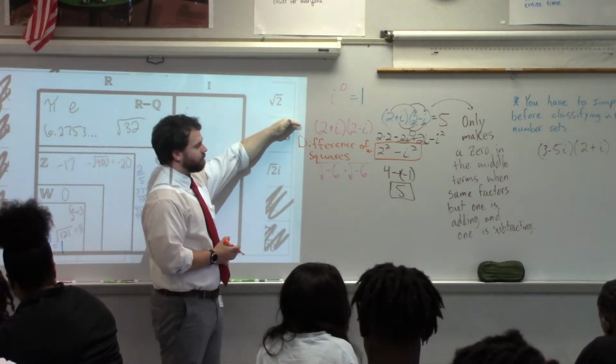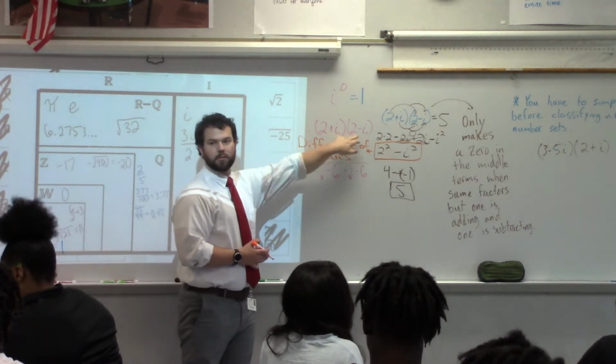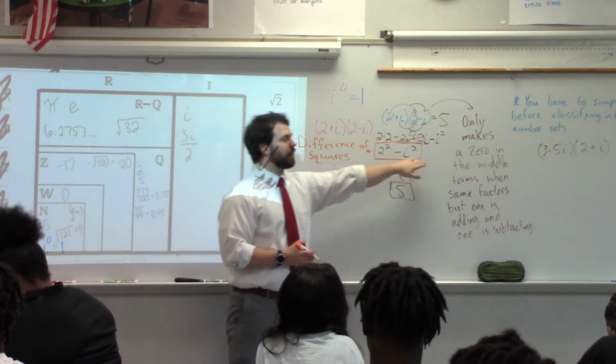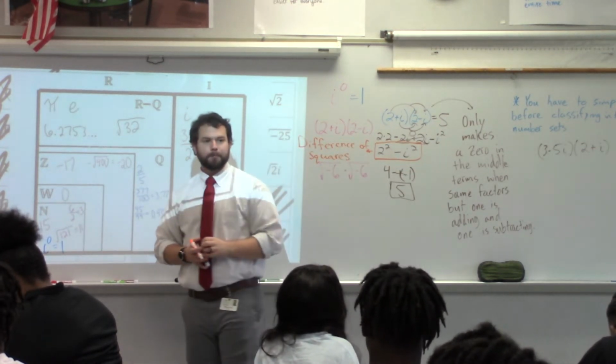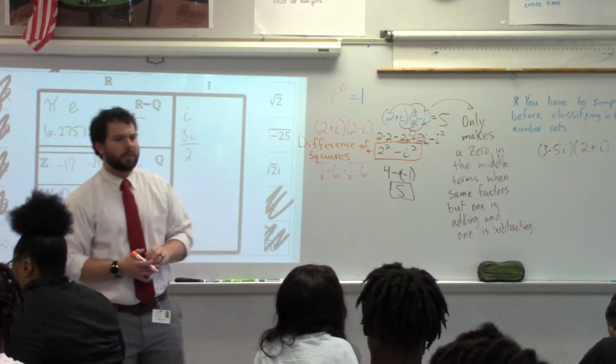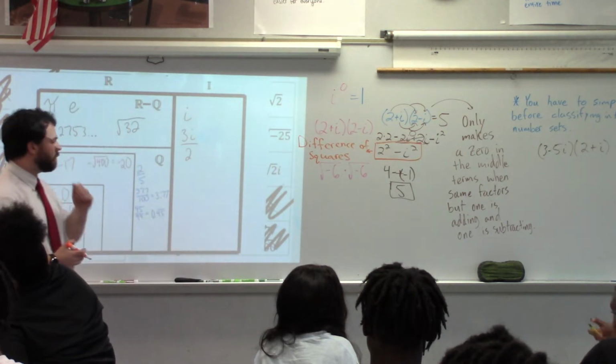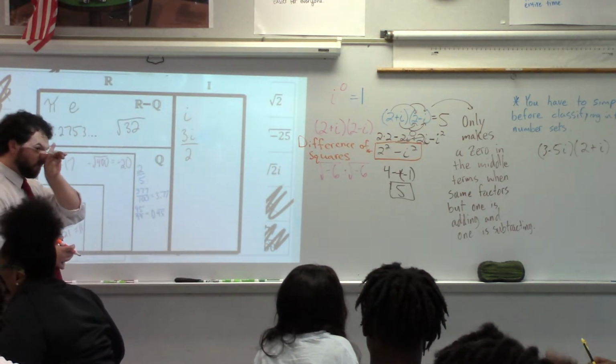And so again, the only time we get a difference of squares is when the factors are the same, one is adding, one is subtracting, because it's going to make that zero in the middle. And it's going to tie into something we study in activity 5.5, or 6.5.